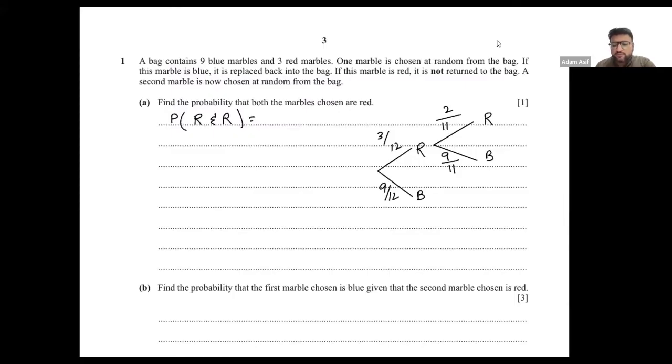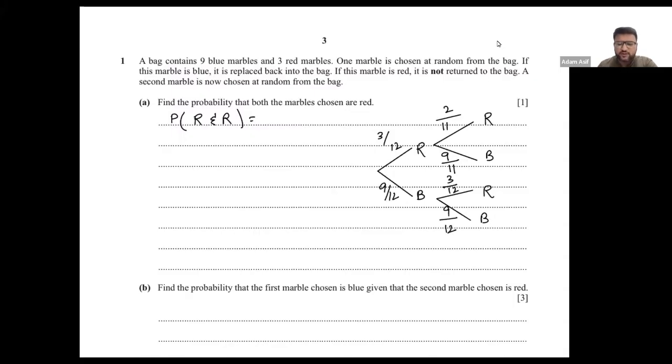There were initially 9 blue marbles. If the first marble was a blue marble, then the question says that it is going to be replaced back into the bag. So the probability of picking up the second marble red would be 3 upon 12, and picking up the blue marble would be 9 upon 12.